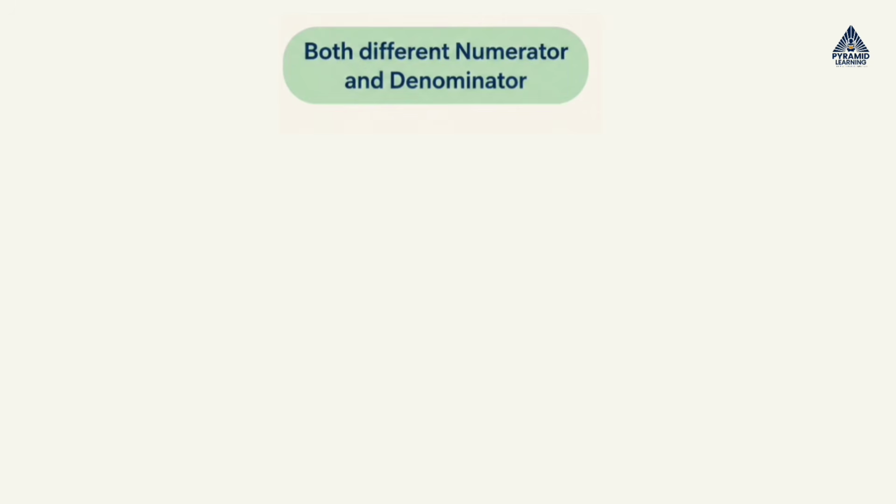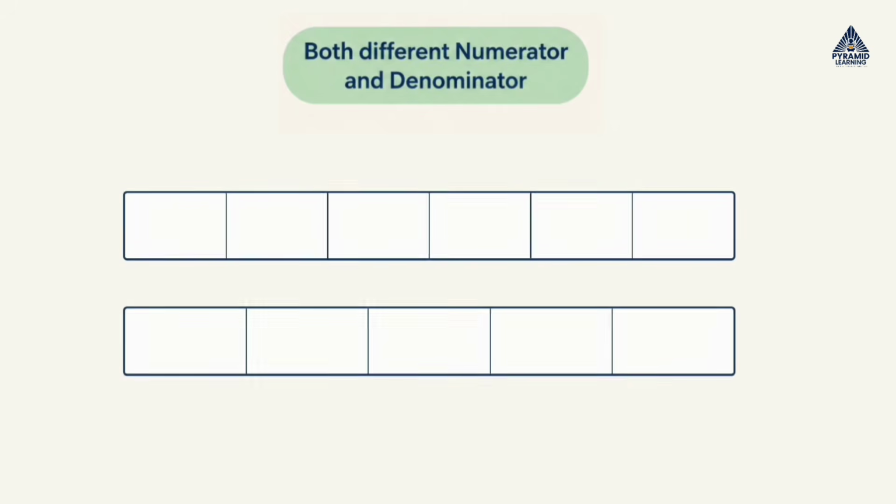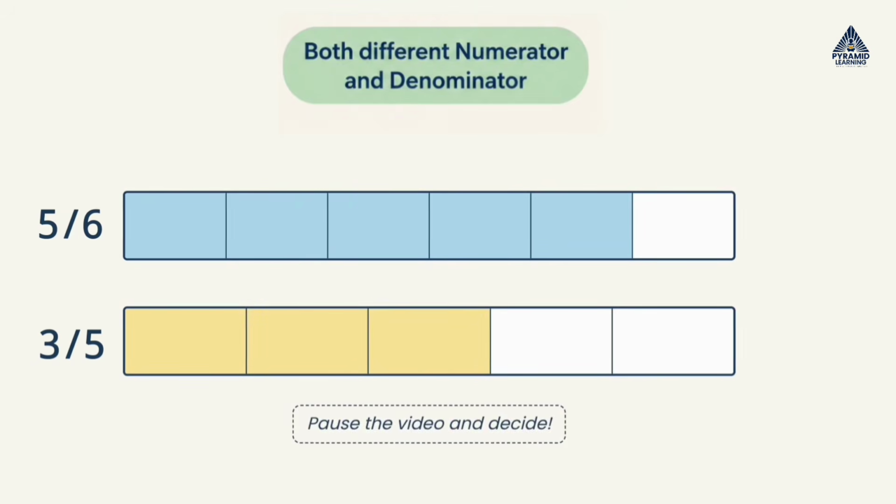Rule 3. When the numerator and the denominator are both different, we use a fraction wall. Let's compare 5/6 and 3/5. First, we draw 2 bars of exactly the same length. Divide the top bar into 6 equal parts and the bottom bar into 5. Shade 5 parts on top and 3 parts below.